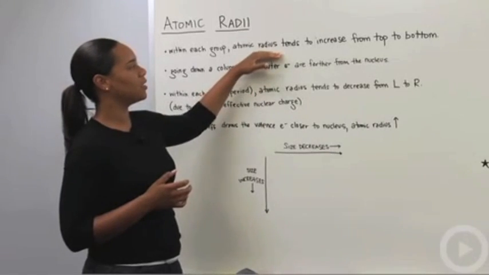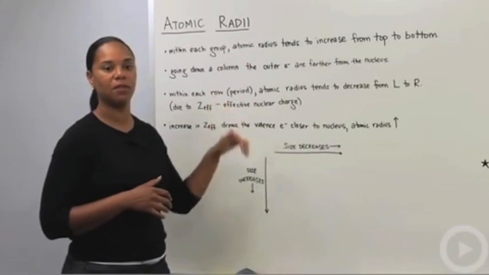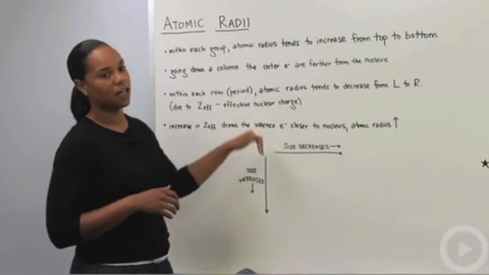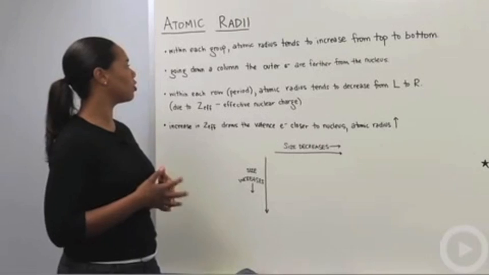The atomic radius tends to increase from top to bottom. Okay, so at the top you have a smaller atomic radius. As you go down, the atomic radius gets larger.